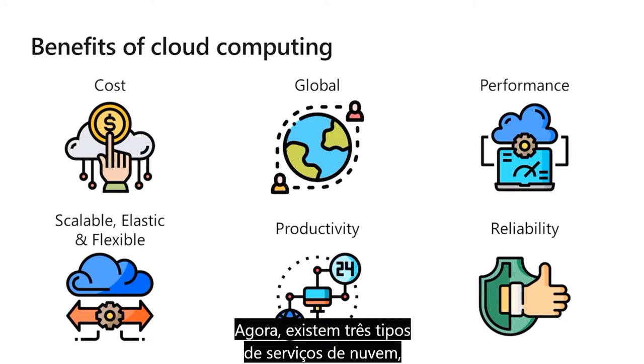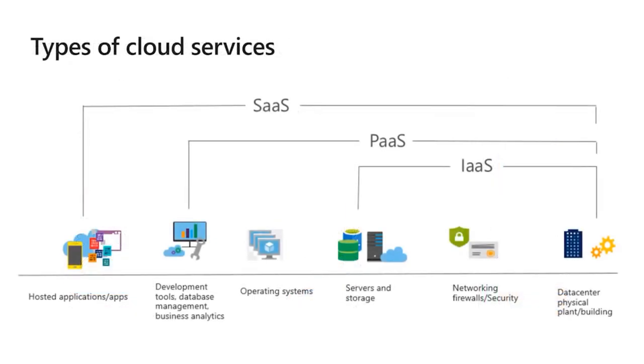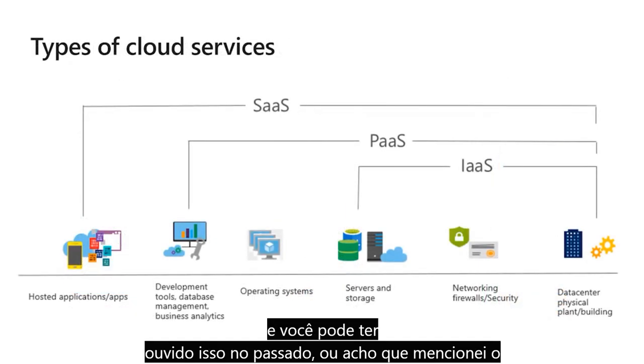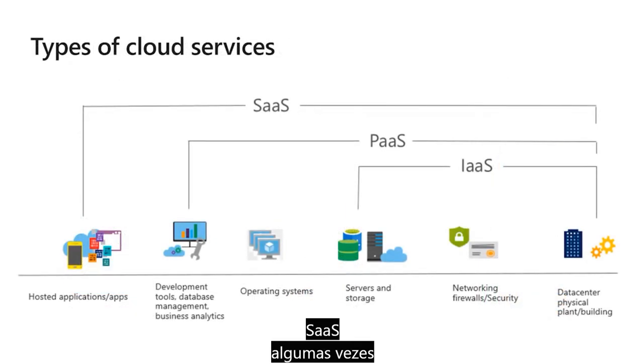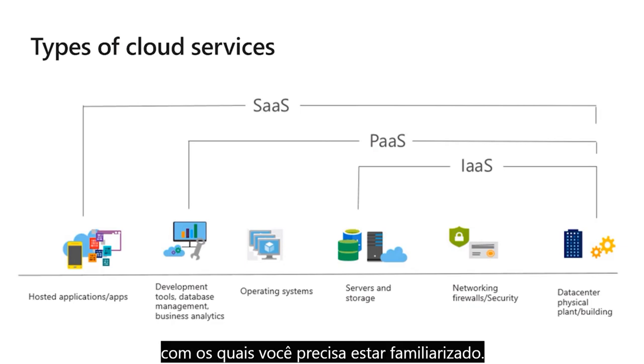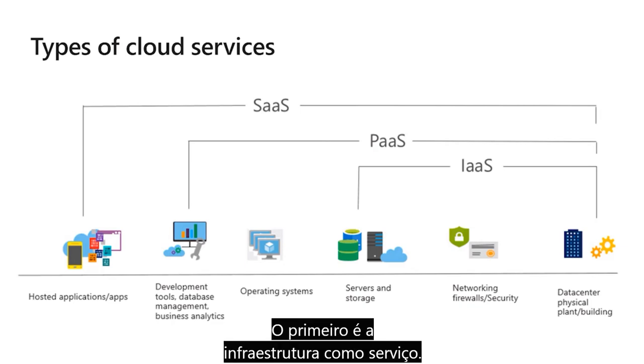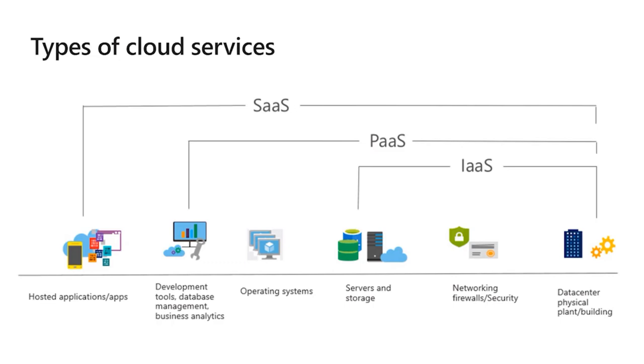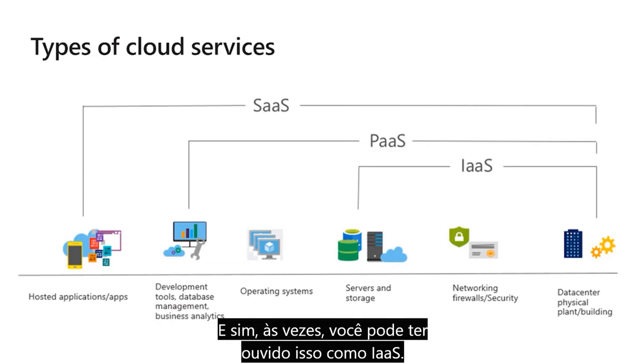Now, there are 3 types of cloud services, and you might have heard those in the past, or I think I've mentioned SaaS a couple times throughout our last 2 days. But there are 3 types of cloud services that you do need to be familiar with. The first one is infrastructure as a service. And sometimes you might hear this as IaaS.